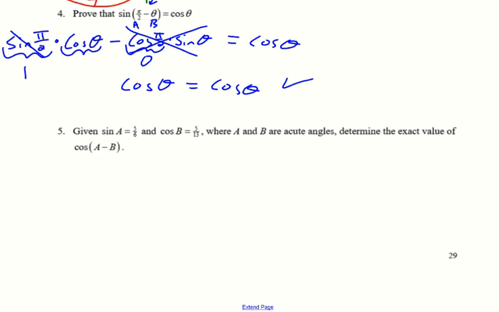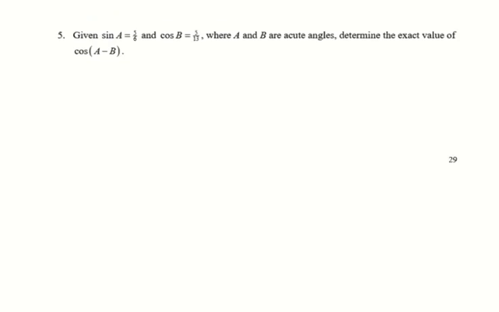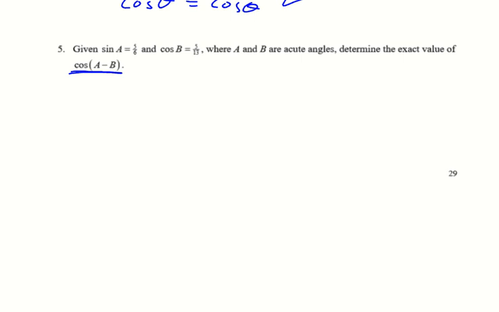Given sine A is equal to 5 over 6 and cos B is 5 over 13, where A and B are acute angles, determine the exact value of cos A minus B. All right. So looking at this one, what are we going to do here? I think the best way to visualize what we're going to do is to write this out in the expanded form, and then you'll be able to see what it is we're missing, and what we need to do for the next step.